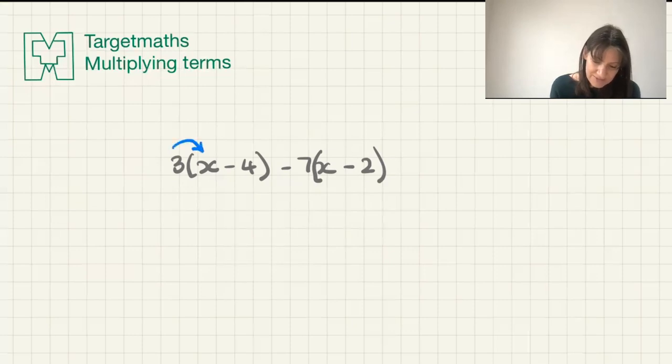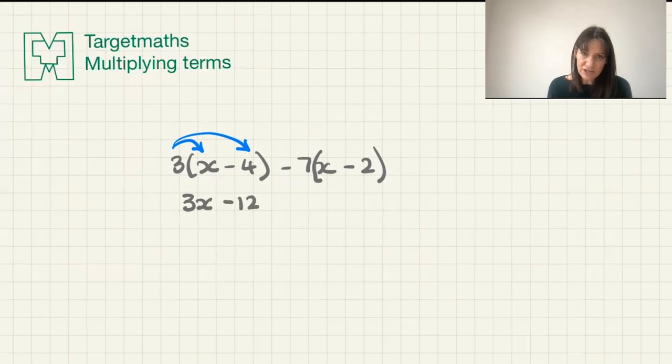So 3 times x is 3x. Now 3 times minus 4, well 3 4s are 12, and then I've got that minus, just the 1 in that question, so 1 in the answer. Minus 7 times x is going to be minus 7x.